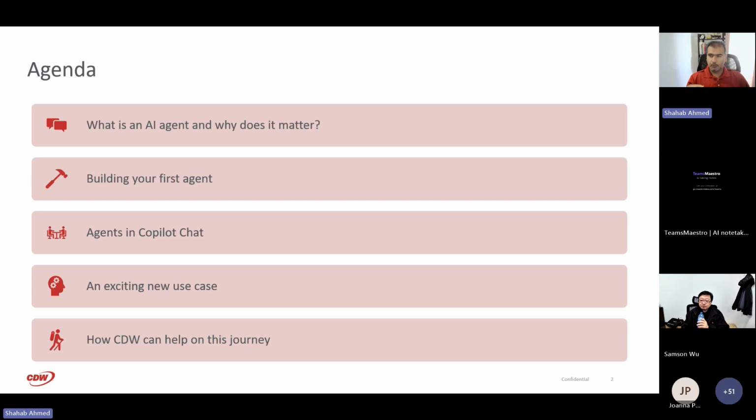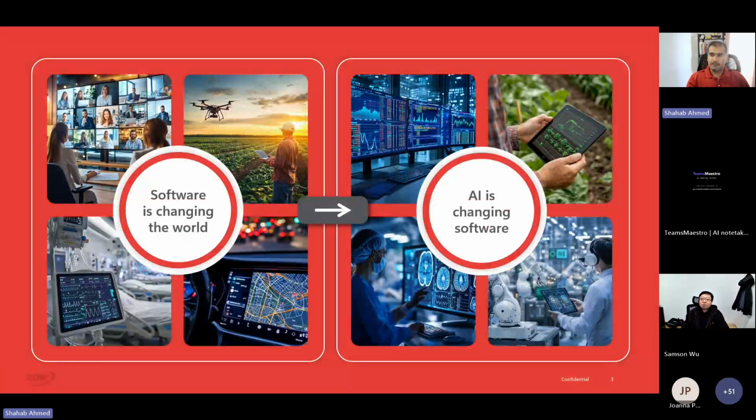We'll talk about agents in Copilot Chat. So you don't need effectively the $30 US per month license to start using agents. So we'll talk about that. And also leave you with exciting news, because I think it's being rolled out as we speak, and I think that changes a lot in terms of that space and what we can do with agents. And then finally, we'll talk about how CDW has helped other customers and how CDW can help you with this journey.